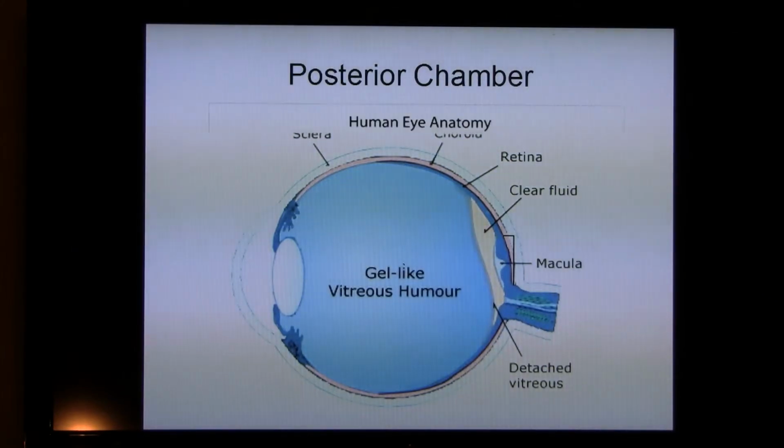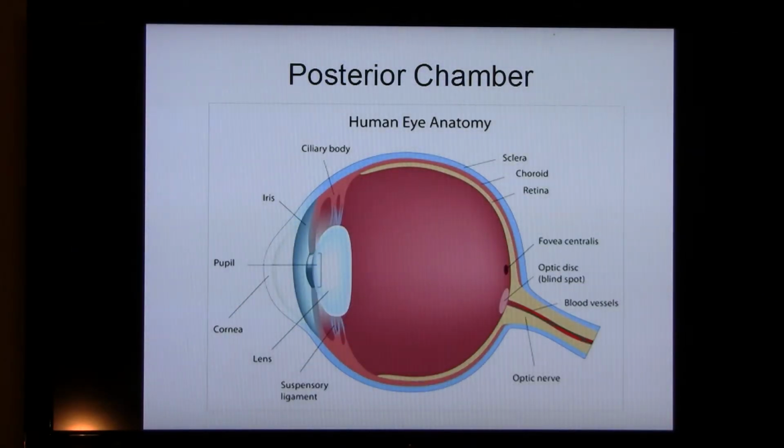And in the next slide, it shows pictures of the posterior chamber in the back, and I will be discussing those areas next.